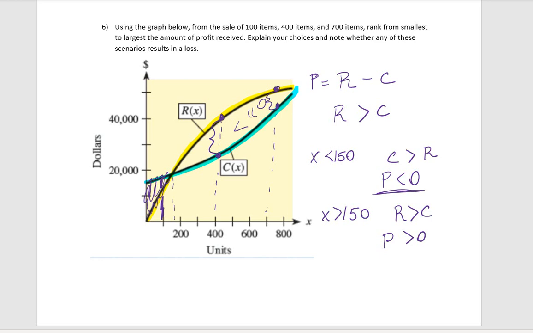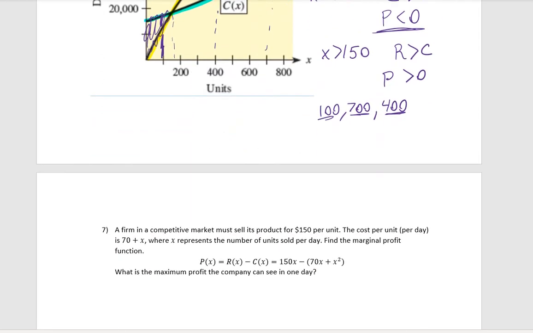So if I had to rank these from the smallest to the largest, I would go 100, 700, and then 400 would actually give me the biggest profit, because I would get the biggest positive difference between R and my cost.